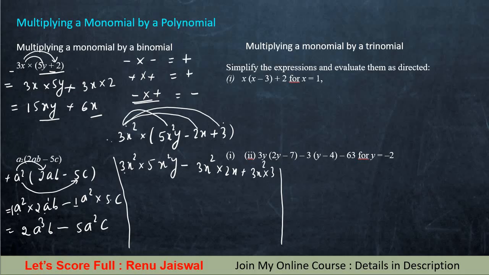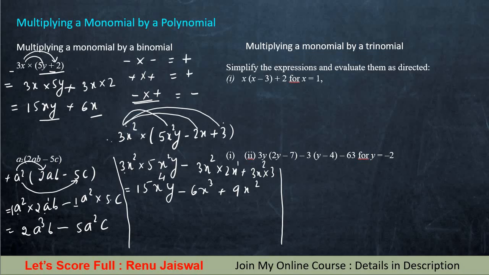So these are monomials. Simplify by multiplication. First multiply the coefficients, 3 5s are 15. Base same, add power, and then y. Minus, coefficient 3 2s are 6, and then x square and nothing means 1, so it is x cubed. And 3 3s are 9x square. No two terms are like terms, so we have to leave the answer here.